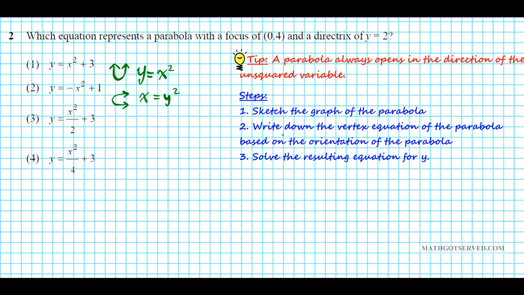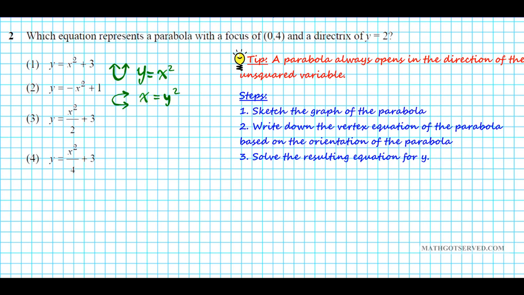Number 2, we're going to write down the vertex equation for the parabola based on the orientation of the parabola. There are 4 possible orientations, so we have to make sure we write down the correct equation. And then we'll solve the resulting equation for y. If you notice, the options we have here are all solved explicitly for y, so we have to do that. Okay, let's go ahead and draw our parabola.